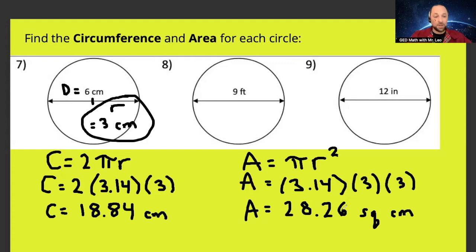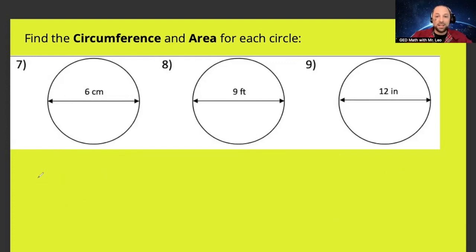Let's do the next one. I'm going to clear my screen. We're doing number 8 now. Okay, circumference comes first, but you know what? Let's just label. What do we know? What are they giving us right here? I see 9 feet across. Right. So this is a diameter equals 9 feet.